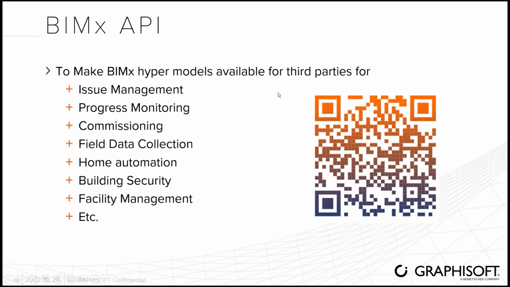Here are some of them. You can perform issue management, progress monitoring, commissioning, field data collection, home automation, building security services, facility management, and so on. If you scan the QR code, you will get a YouTube video which shows all these functionalities implemented on a project. This particular BIMx model will be there as a digital twin, which can be used to do all these functionalities.